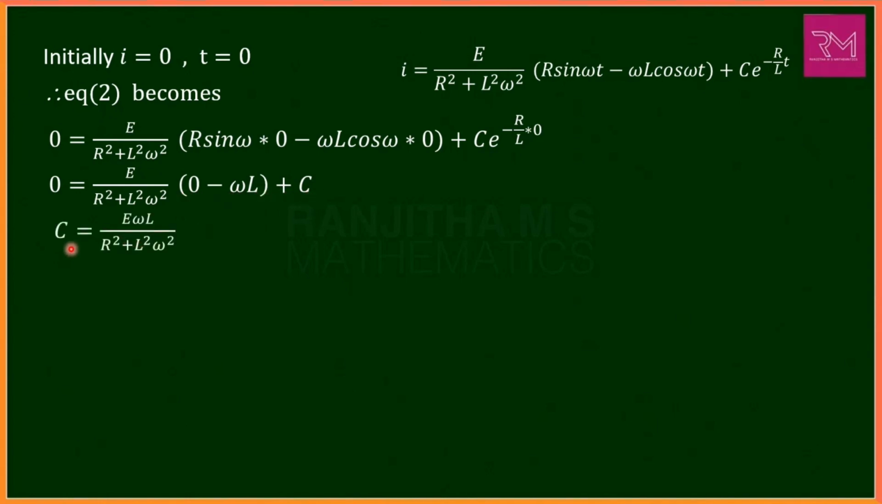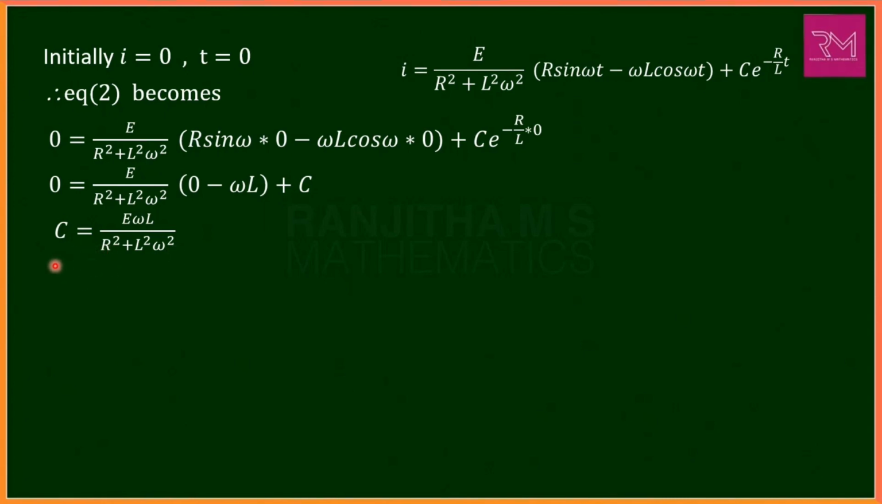Therefore we get a value of C as, here this becomes minus E into omega L divided by r square plus L square omega square, plus C. So this value goes to the left hand side. We get a value of C as E omega L divided by r square plus L square into omega square. This is the value of C.